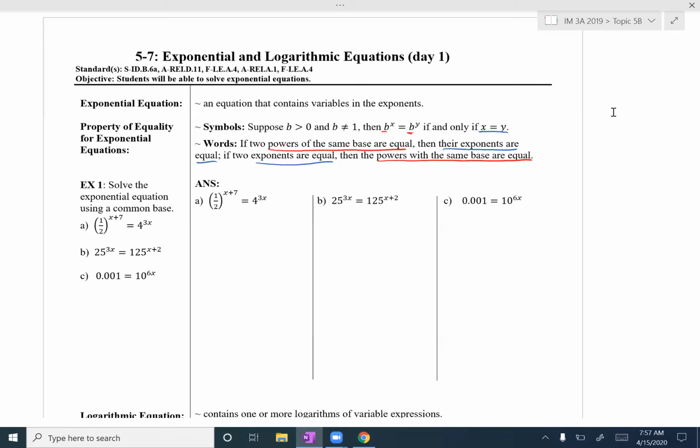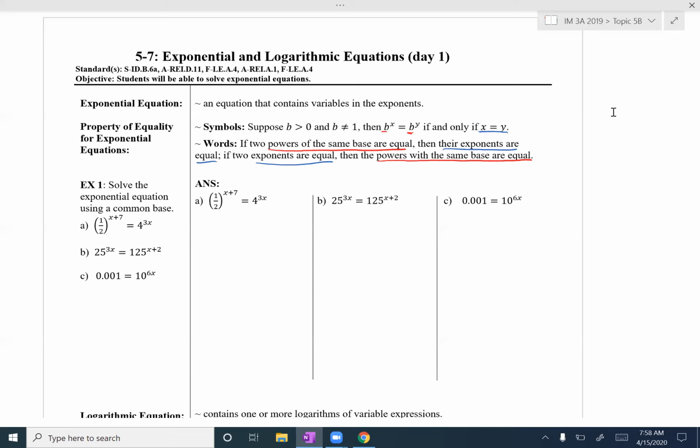So then the property of equality for exponential equations states that as long as we have a positive b and b not equal to 1, then b raised to the x power equals b raised to the y power if and only if x equals y. So that means that since the bases are the same, in order for those two statements to be equivalent, then the exponents have to be the same as well. And if and only if means that I can be given two equal quantities, and I could raise them as a power, exponentiate them with the same base, and that would still be a true statement. And then, so in words, this says that if two powers of the same base are equal, then their exponents are equal. So that's the property that we're going to use in this first example.